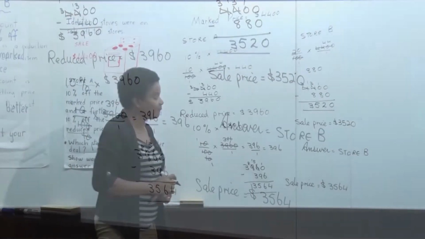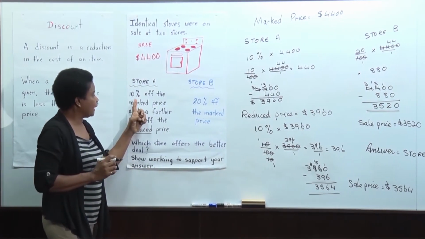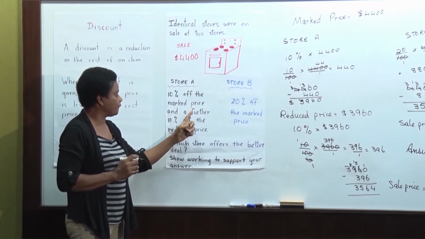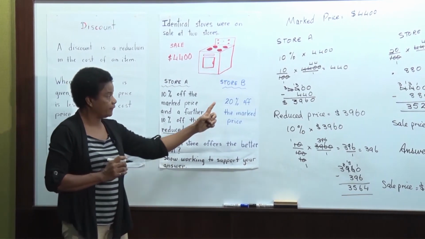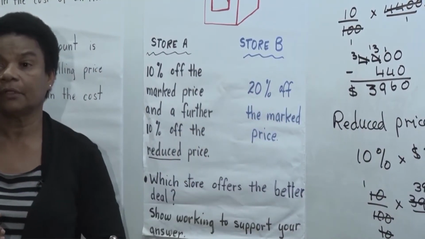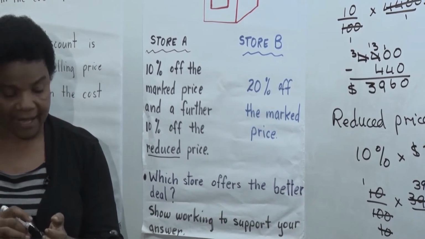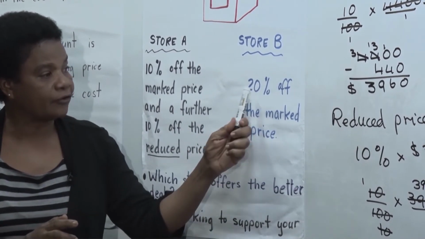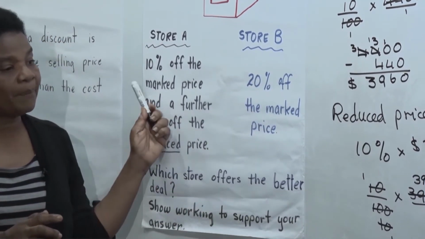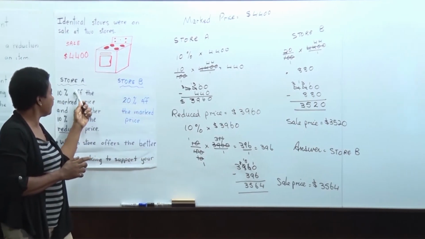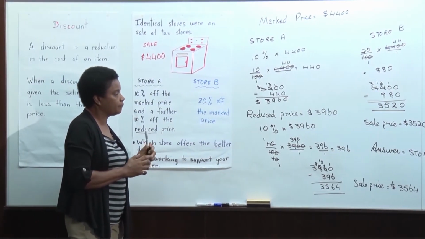Now, answer my question. Is 10% off the marked price and a further 10% off the same as 20% off? No, it's not. In fact, you have just worked out that 20% off is a better deal than taking 10% off and a further 10% off.